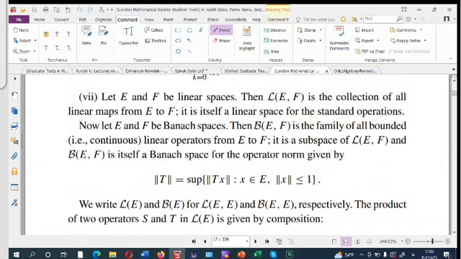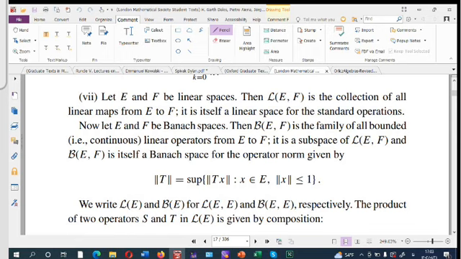Let E and F be two linear spaces or vector spaces. Then L of E and F is the set of all linear maps from E to F. It is itself a linear space, for the standard operations, okay? And we see this example.